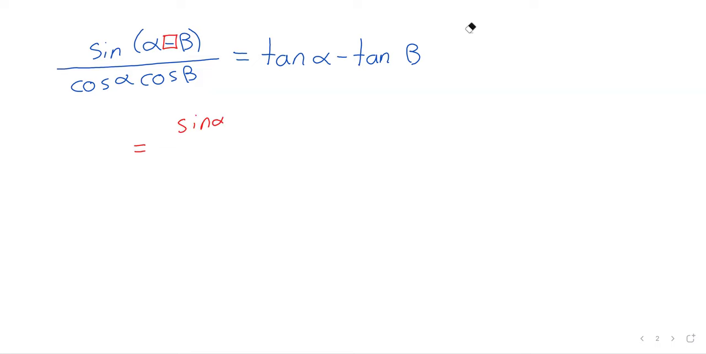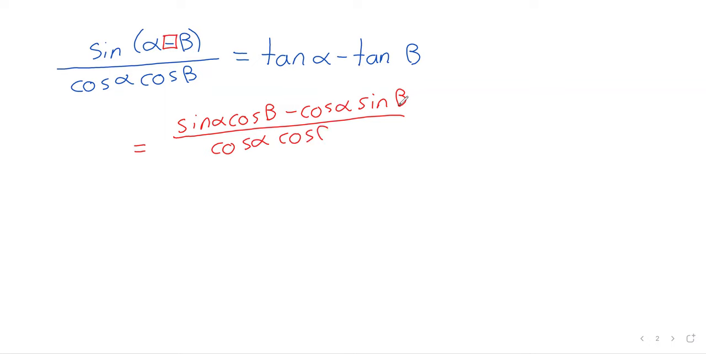The sine alpha cosine beta minus cosine alpha sine beta, all divided by the cosine of alpha times the cosine of beta.